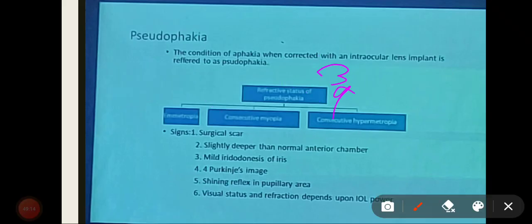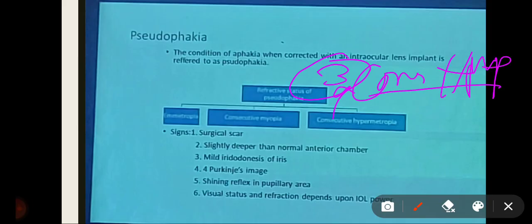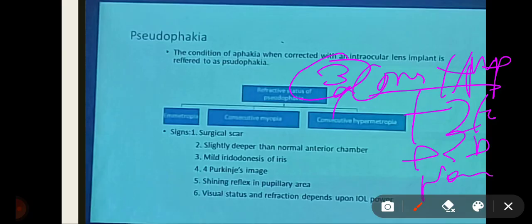And the third type is consecutive hypermetropia. It develops when an underpowered intraocular lens is implanted. Such patients require plus glasses for distance vision and an additional plus 2 to plus 3 diopter for near vision. Note: varying degrees of surgically induced astigmatism are also present in pseudophakia.